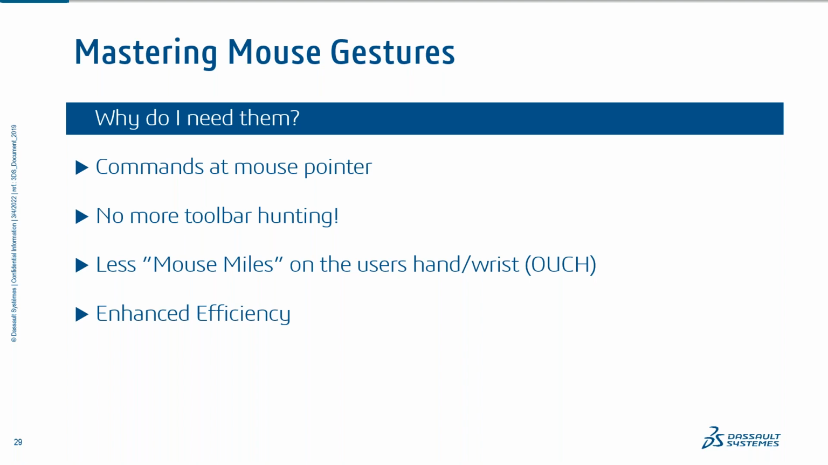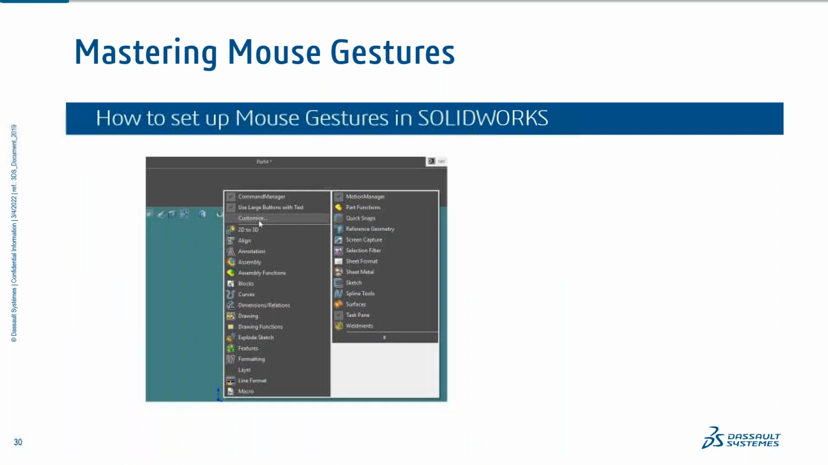I like to say, mouse miles on your wrist. If you are spending all day designing parts, it takes a little bit of the stress out of your hands and your wrist because you're not moving them as far on the table. So it reduces the risk of things like carpal tunnel, which is a very common thing for engineers and people who use the computer all the time. And of course, it makes us more efficient. So why not use them?